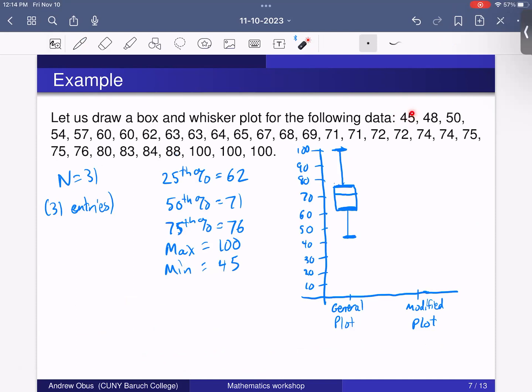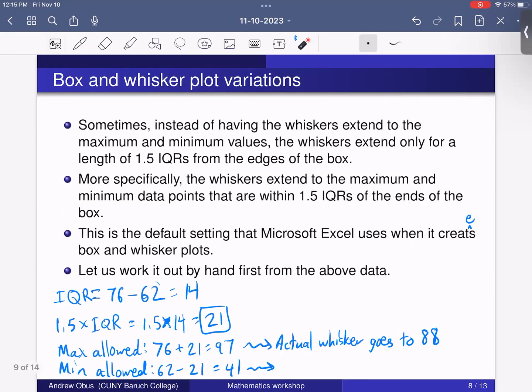It will be the same as the minimum from the original box and whisker plot. So the actual whisker here goes to 45. Okay, so when we do our modified box and whisker plot, it's going to look the same as the original one. The only difference is that the maximum whisker won't go all the way up to 100. We're considering that too far an outlier. It's more than 1.5 interquartile ranges from the 75th percentile.